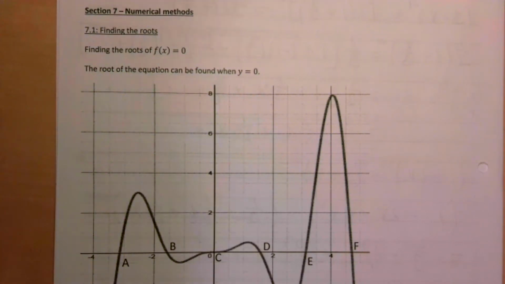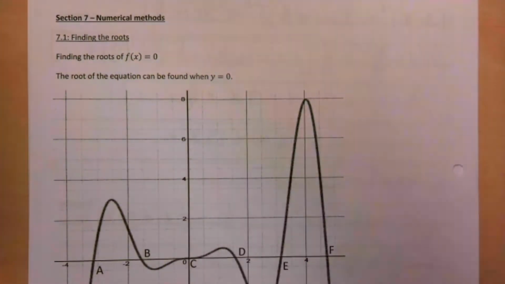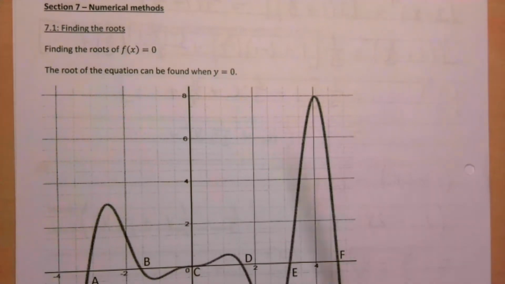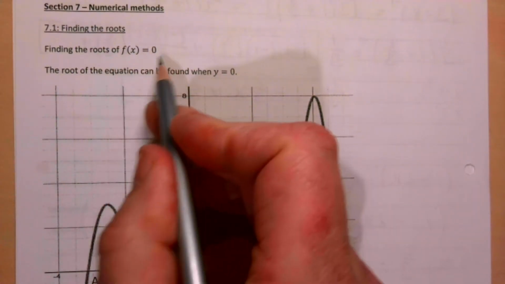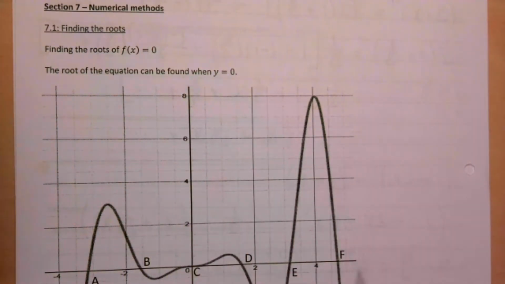This is A2 Pure Maths, and we're on Unit 7, looking at numerical methods. So first of all, finding roots. We have to find roots if f of x equals 0. The root of an equation can be found when y equals 0.